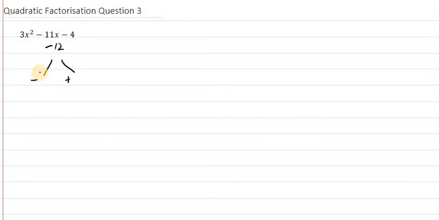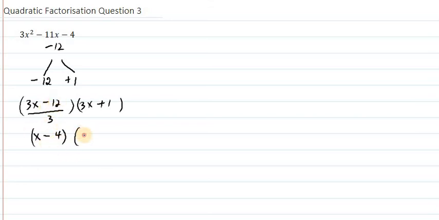And I am thinking the two factors, negative 12 and 1. So 3x written twice and minus 12, positive 1. Common factor here is 3. 3 divided by 3 is 1. 12 divided by 3, 4. So x minus 4 by 3x plus 1.